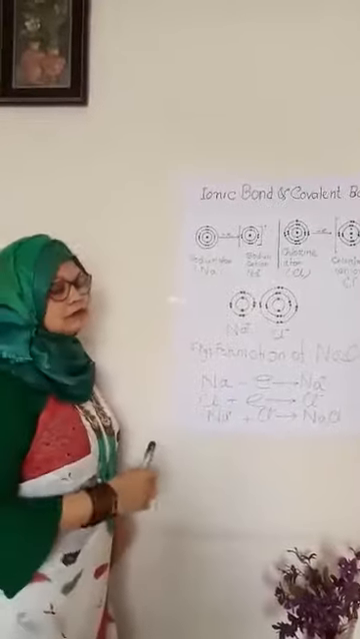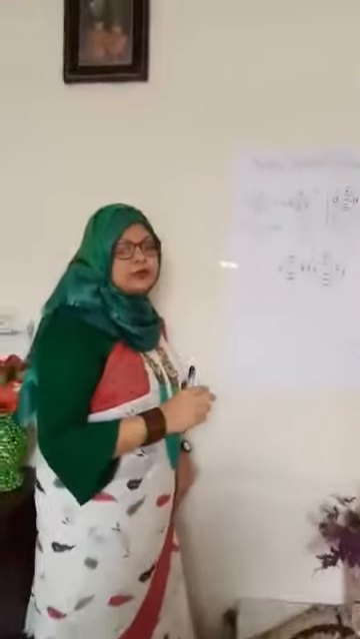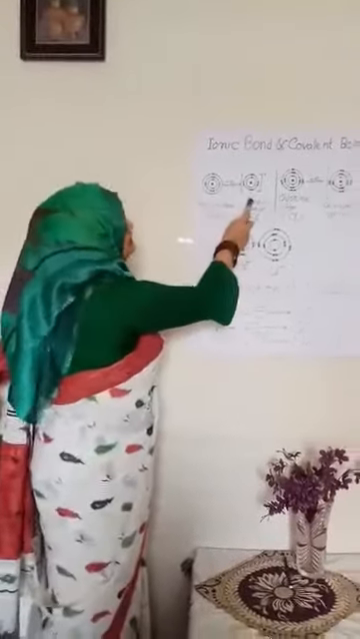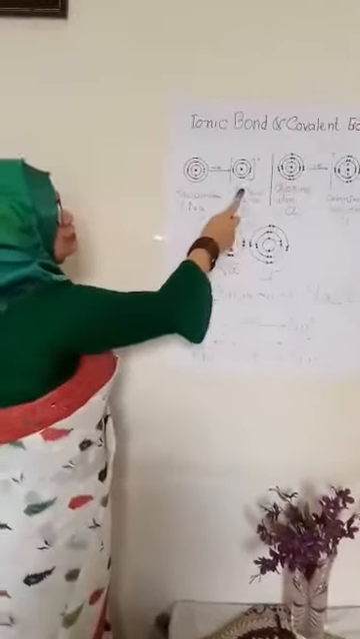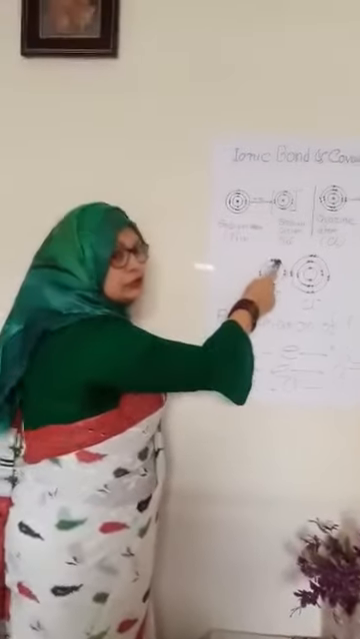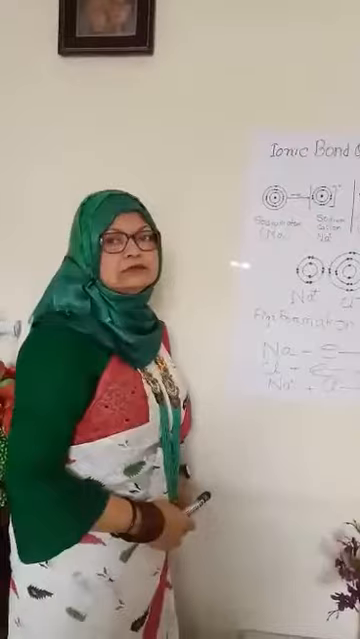That means every atom wants to gain the structure of inert gas. In this case, sodium atom gains the structure of neon, and that is called sodium cation.